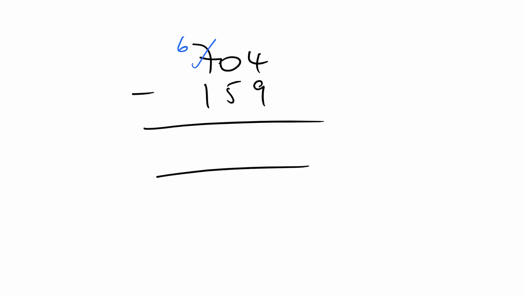So we borrow one of those, we cross out the 10 and replace it with a 9. We've borrowed one, so we stick it in front of the 4. That's now 14 take away 9. Well, that leaves you with 5. In this column, you've got 9 take away 5, which is 4. And in this column you've got 6 take away 1. Okay, so we need to be familiar with that type of stuff.